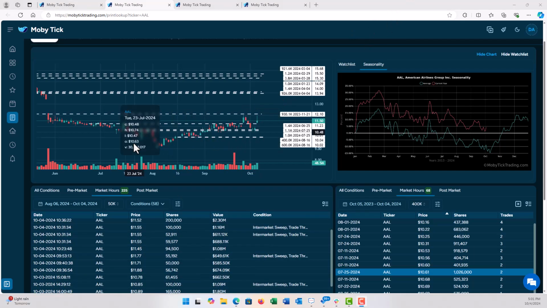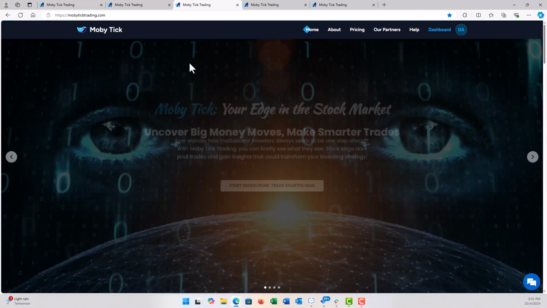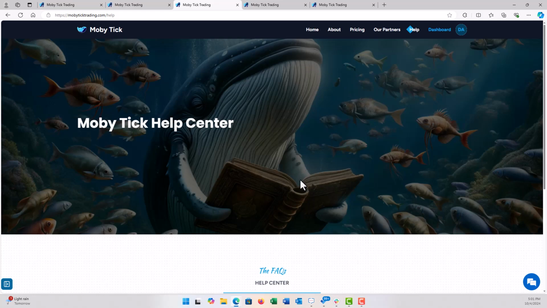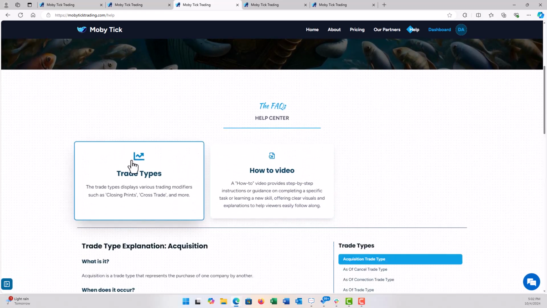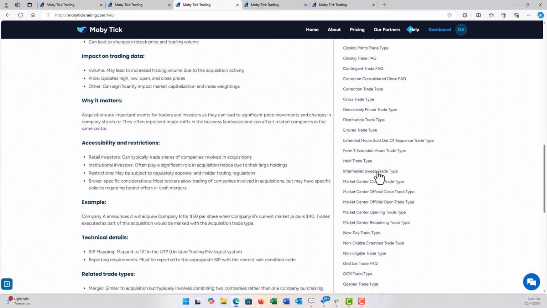Now, for anybody that's interested in looking at these individual trades, some of them have conditions. So you see here, there's something that says intermarket sweep, trade through exempt. Some of the trades don't have conditions, but during the day, you can see this sort of stuff. And if you want to know what these trade types actually mean, I'm going to open a new tab, and I'm going to click Home. And if we go to our help section and we go down to the trade types, we can look at something called intermarket sweep.